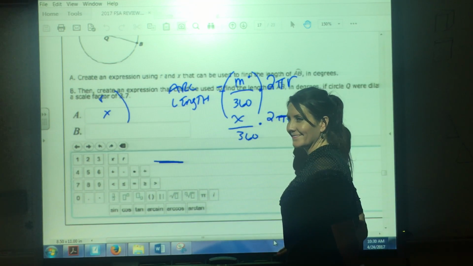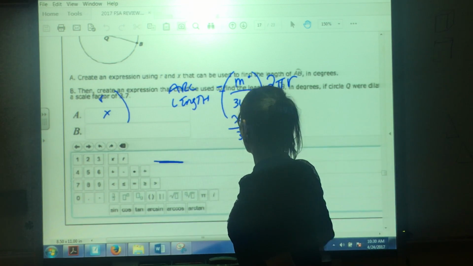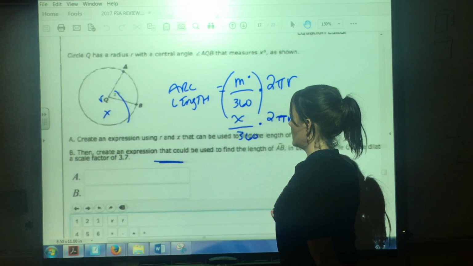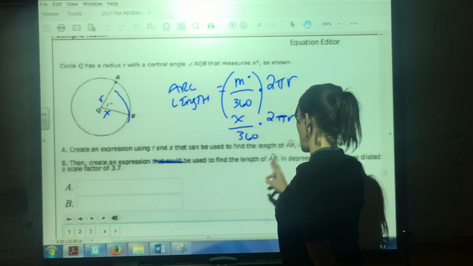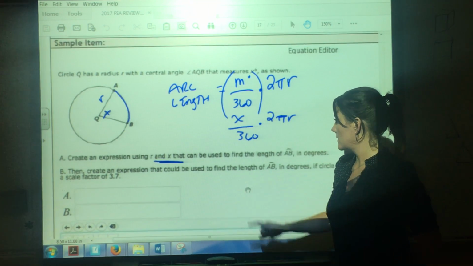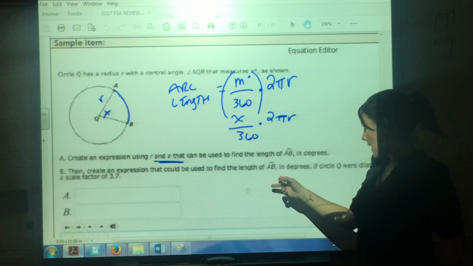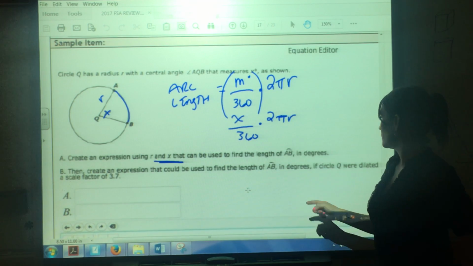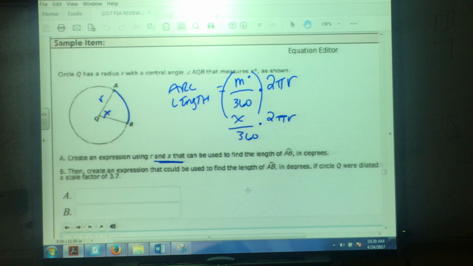Why not? Okay. Now, the next thing it is saying is to create an expression that could be used to find the length of AB in degrees. Why is this saying in degrees? That's interesting. So it's not asking us for length, it's asking us for the measure. Wait a minute. No, we're fine. I'm sorry. We're good. Ignore that.